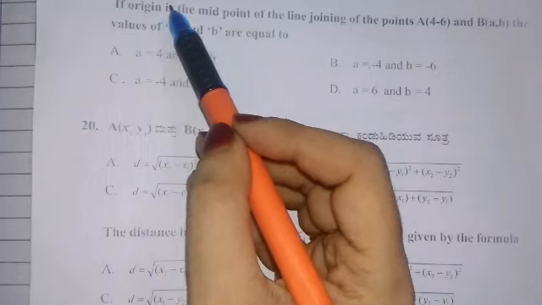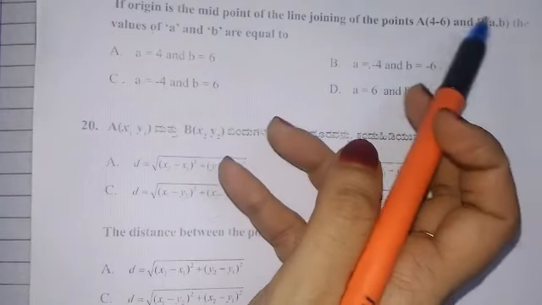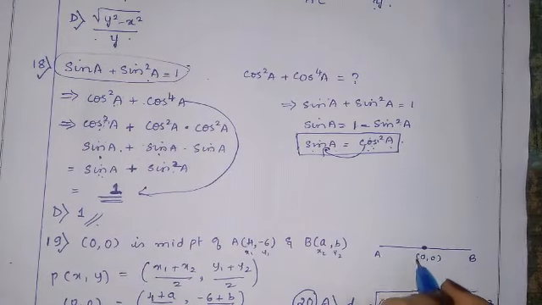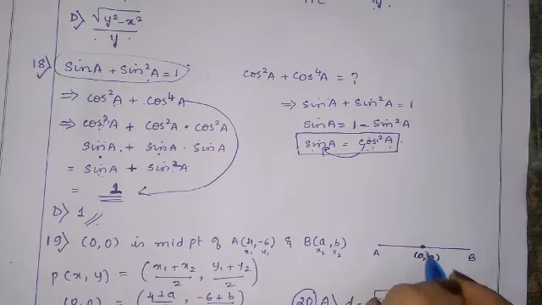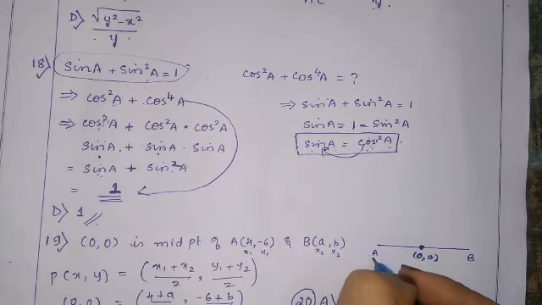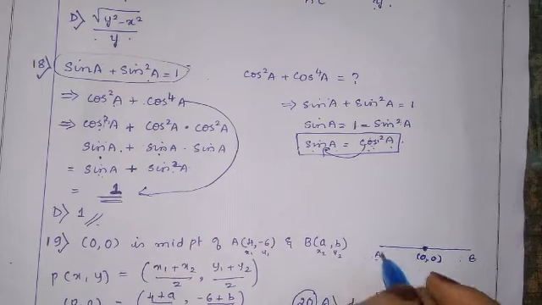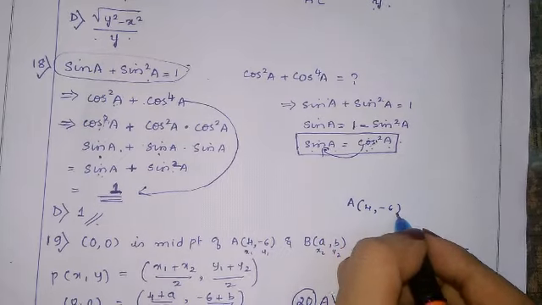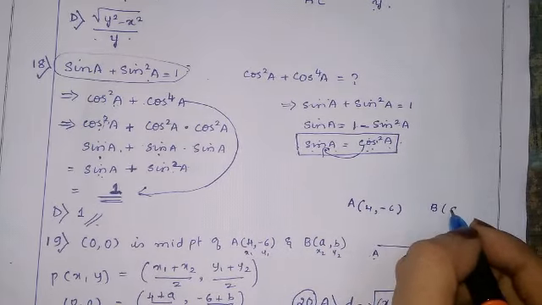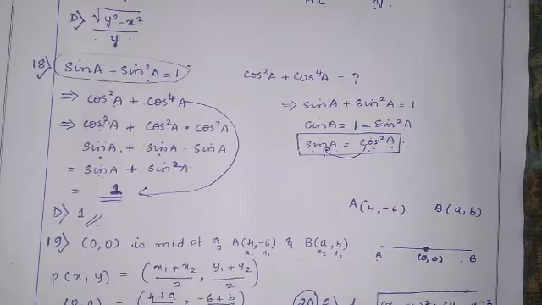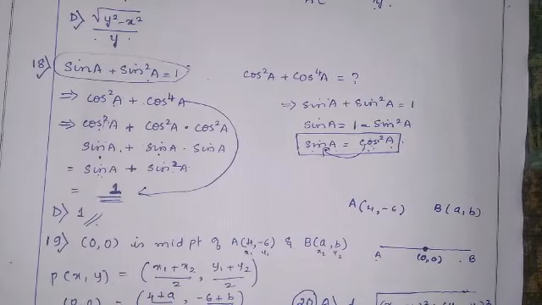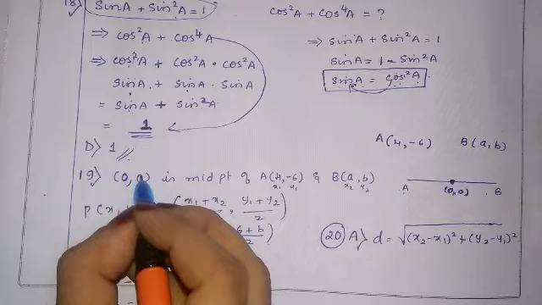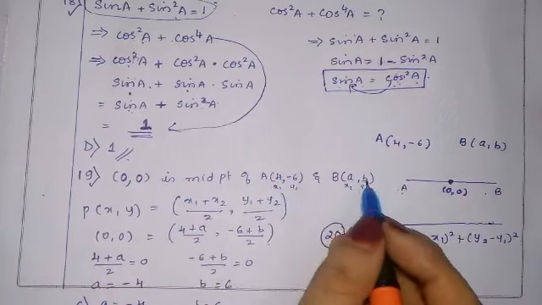So what they have told, origin is the midpoint of A and B. Okay, I'll draw here origin. Origin means nothing but (0, 0). Point A they have given as (4, -6) and point B they have given as (a, b). So how we will do? We know that origin is nothing but (0, 0), and (0, 0) is the midpoint of A and B.